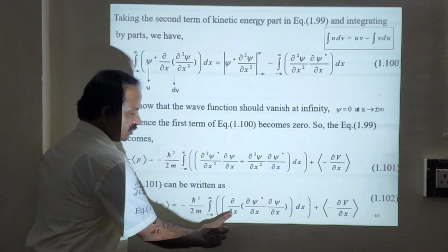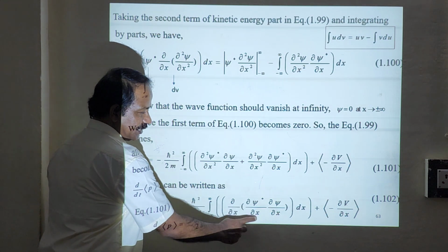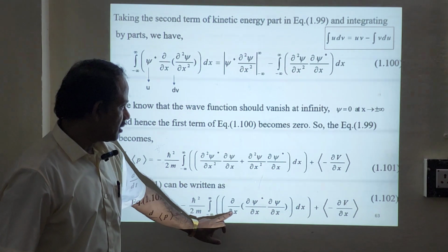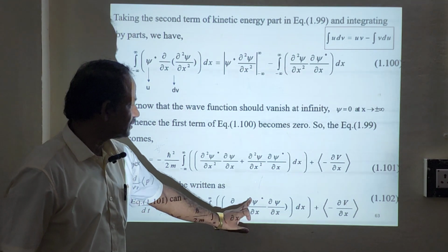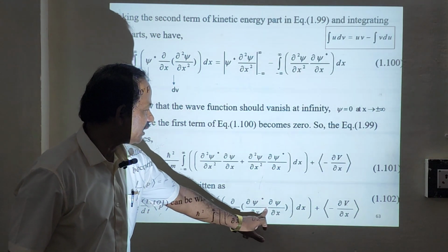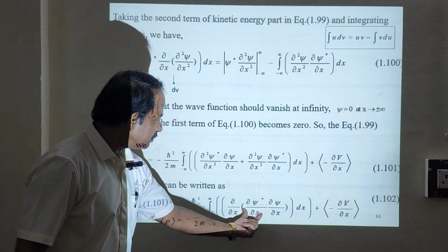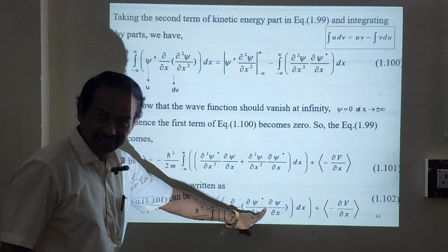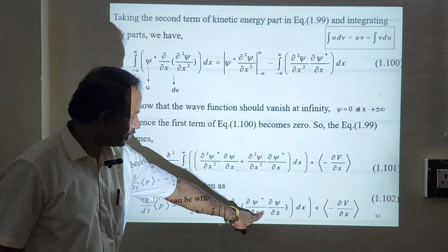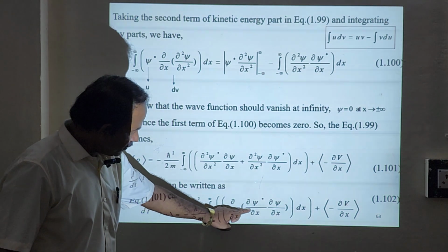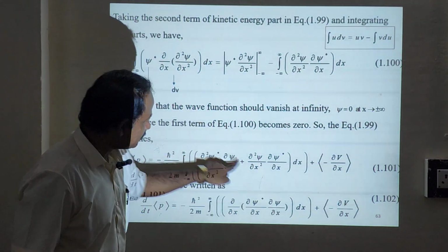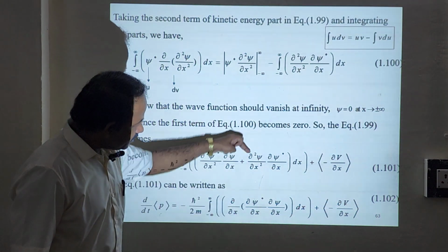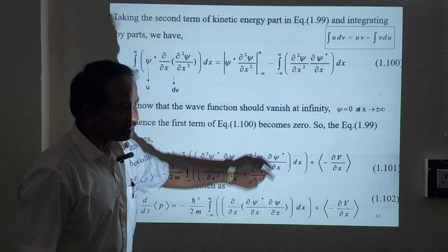For example, d by dx of d psi star by dx times d psi by dx. One plus is here. Don't forget one plus is here. Now you differentiate this, keeping this as constant, and you will get this d psi by dx, plus you differentiate this, keeping this as constant.